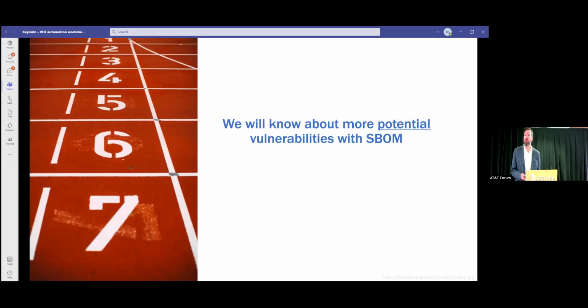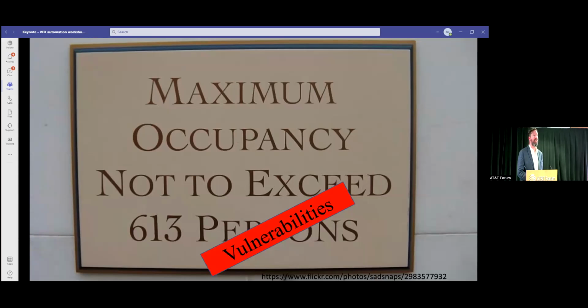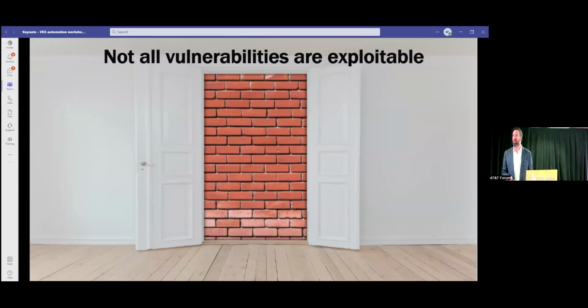Now, the important thing to note is we're starting an accelerated race where we're going to know more about potential vulnerabilities because of SBOM. So we're going to have a lot more data, and that data is going to be useful, but it's not all going to be actionable, right? We're going to say, hey, I have at least this many vulnerabilities in my system, but how many of them actually affect me? Because not all vulnerabilities actually put you, your organization, your customers at risk. And that's the core takeaway of the problem we're trying to solve: how do we actually determine this?